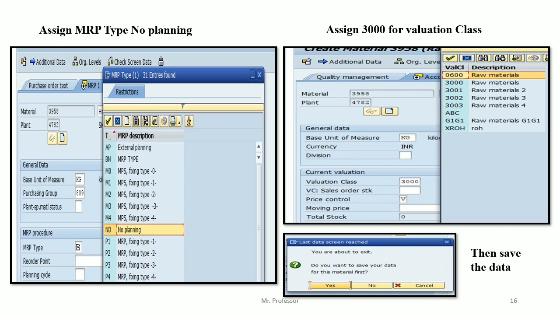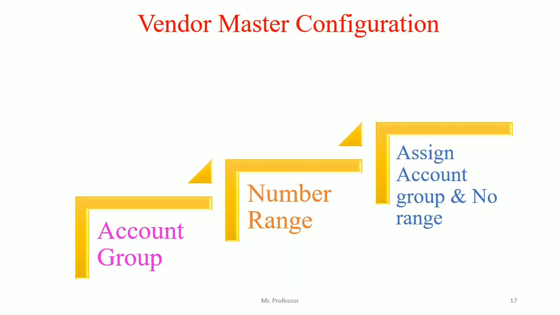Next one will be the vendor master configuration. This is the enterprise's main source of vendor-specific data. This data will include information on vendors from which a company can procure or to which it can sell. Vendor master is configured in majorly three categories. First one, vendor master account group. Second, vendor master number range. And last one, assigning a vendor master and number range.